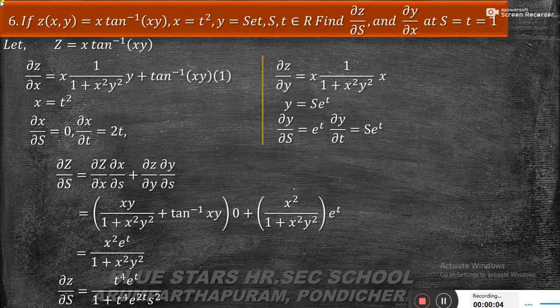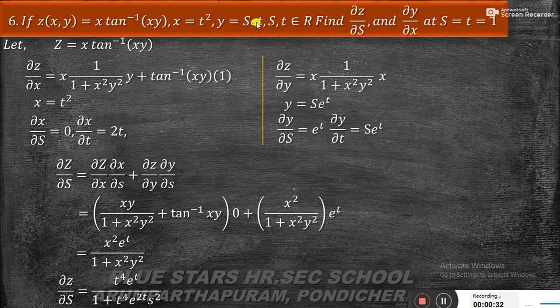So you see, listen here, sixth problem. If z of x comma y equals x into tan inverse xy, where x equals t square and y equals s into e power t, and s, t belong to R, find ∂z/∂s and ∂z/∂t, and calculate ∂z/∂s and ∂z/∂t at the point s equals t equals 1. So this is the sixth problem.